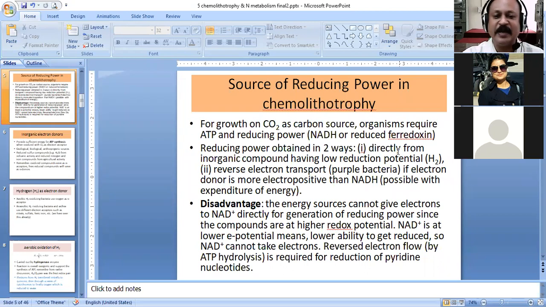One way is they can obtain the reducing power directly from an inorganic compound. An inorganic compound can directly give the electrons, for example, hydrogen. We have already seen the list of different electron donors and acceptors. The different inorganic donors of electrons, such as reduced form of sulfur, reduced form of iron, hydrogen, can all give electrons, that is to say they can provide the reducing power. And if that is not possible, then sometimes there is reverse electron transport, which you have already seen in the case of purple bacteria.